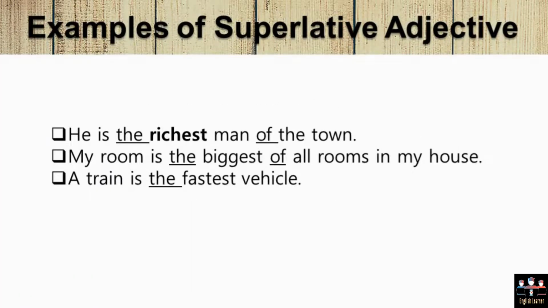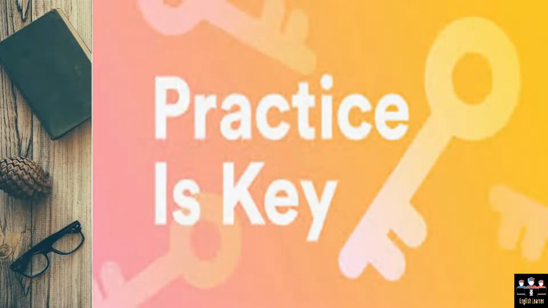Examples of superlative adjectives. Number 1. He is the richest man of the town. My room is the biggest of all rooms in my house. A train is the fastest vehicle. I hope you have gripped the concepts. Now it is time to practice.